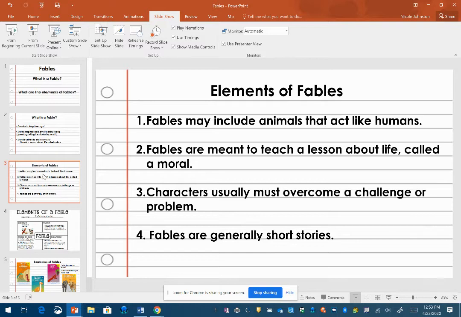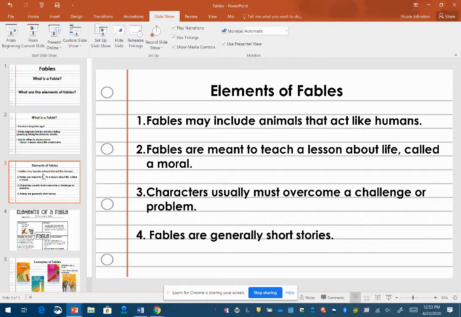As you get into the elements of a fable, there are four important elements of them. Most of the time, fables include animals that are personified, or they act like humans. They're given characteristics of a human rather than an animal. So they can talk, they can dance, they can walk, they can do all sorts of things and travel, and that's what you'll see in most fables.